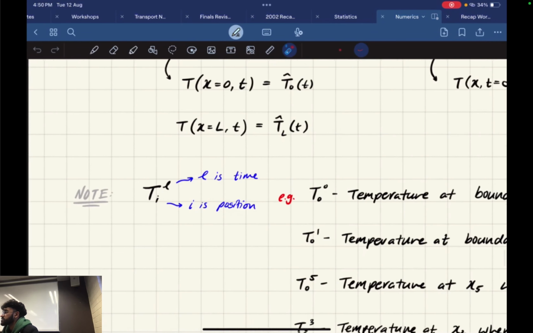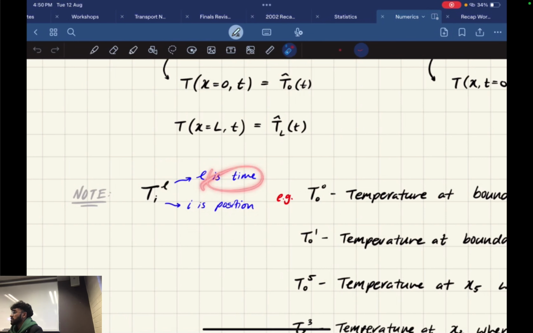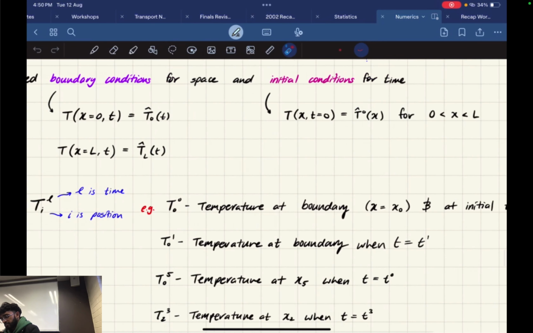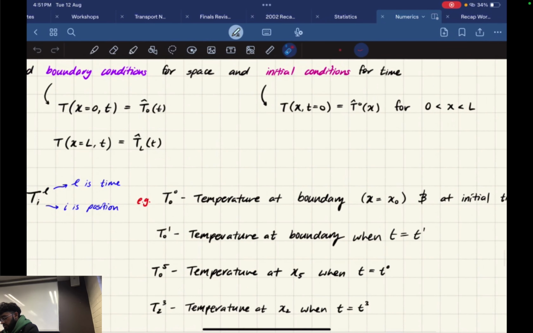So this is something that really helped me a lot last year. When we look at something like this, the temperature, the number at the top, our superscript stands for time, and our subscript stands for our position. Okay? So if our i changes, that means we're moving along the rod. If our l changes, that means our time is changing. So T00 stands for temperature at the boundary, so at initial time as well, at l equals 0 and i equals 0.